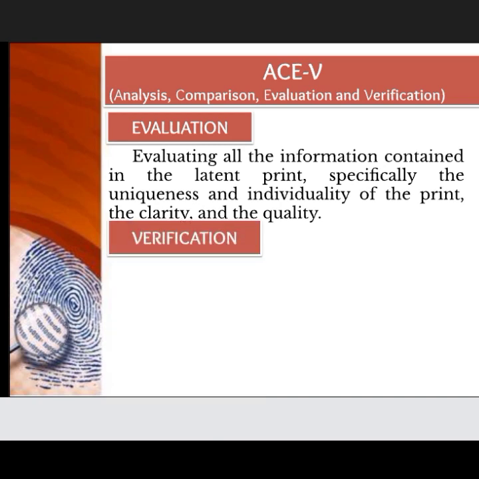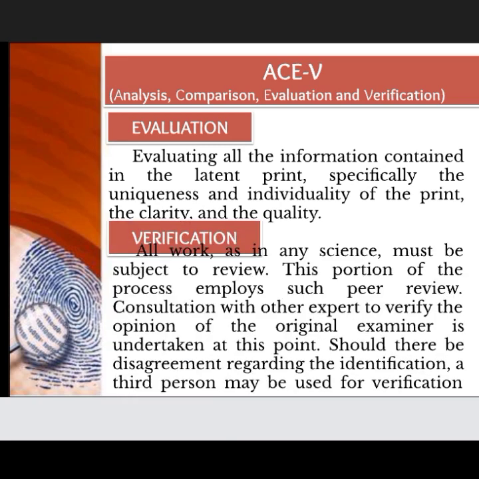Next is verification. All work, as in any science, must be subject to review. This portion of the process employs such peer review, consultation with other experts to verify the opinion of the original examiner. Should there be disagreement regarding the identification, a third person may be used for verification purposes.